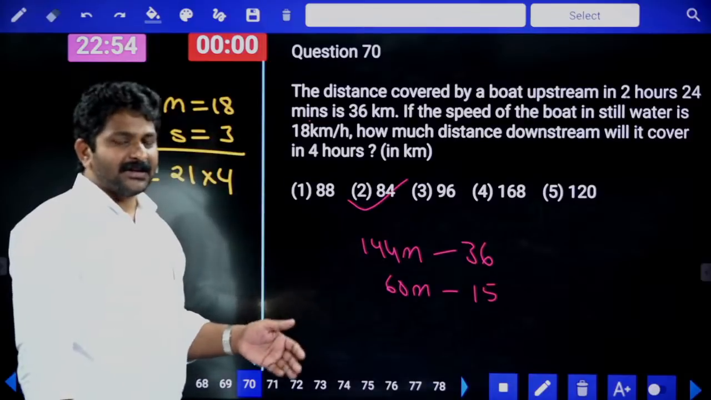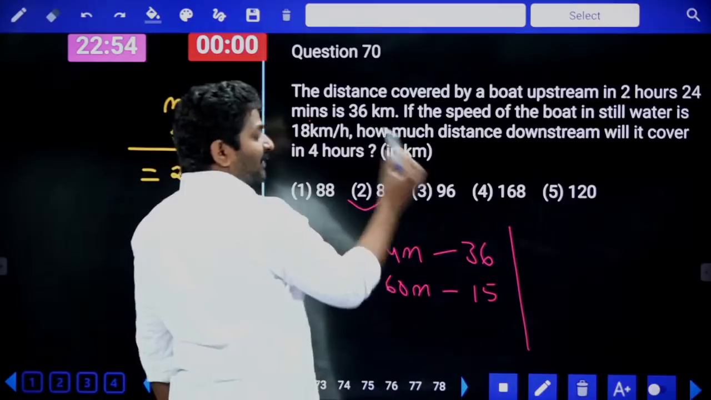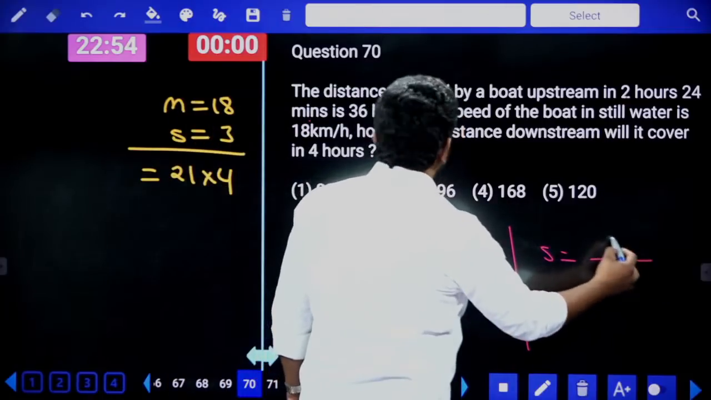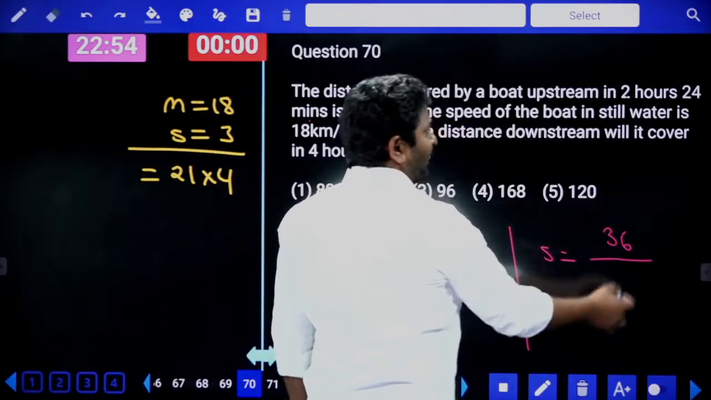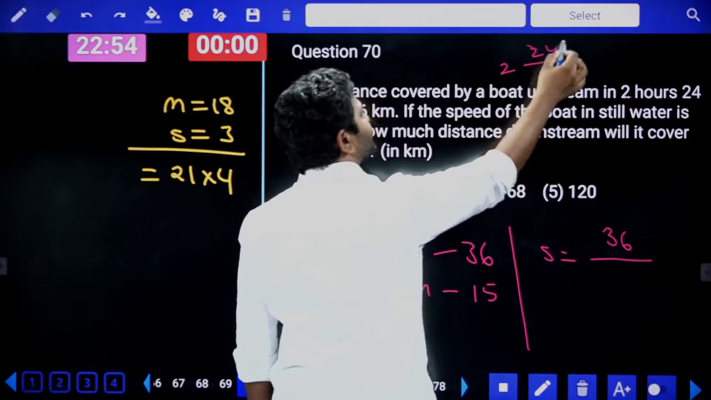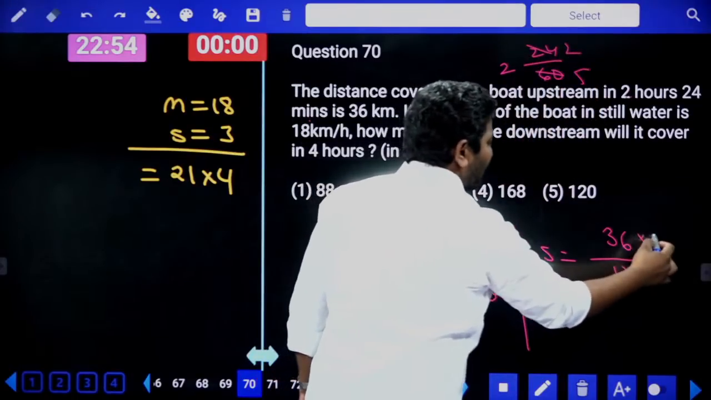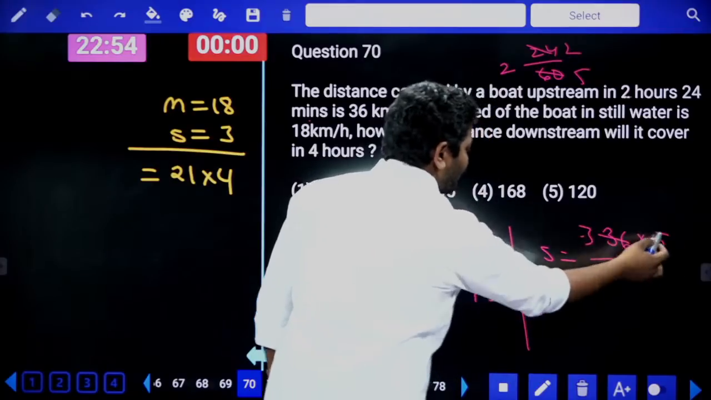Yes, to calculate speed, usually people go for formula, that is distance by time. Distance is equal to 36, time 2 hours 24 minutes. 24 minutes, again they'll convert it to minutes. 2 by 5 it comes. 2 by 5 in the sense that is equal to 12 by 5. 12 3 times 3 into 5 15.